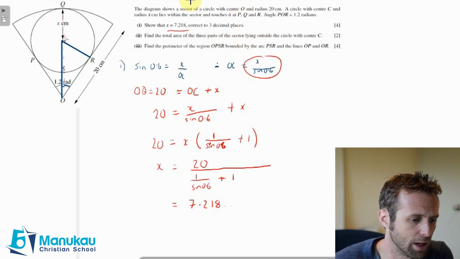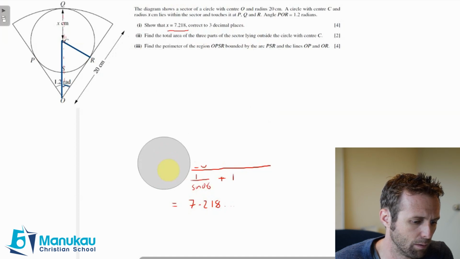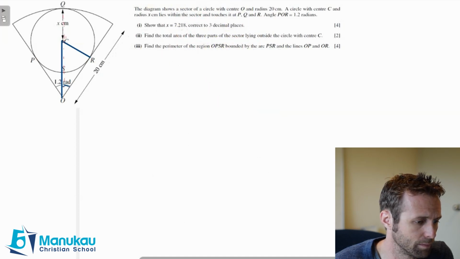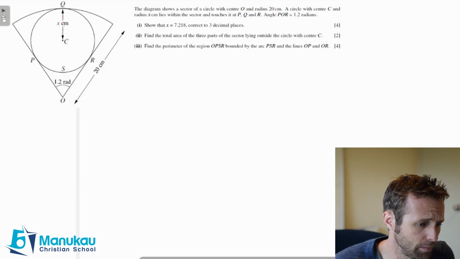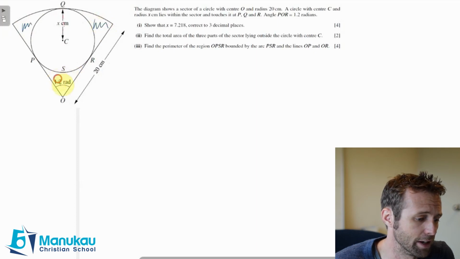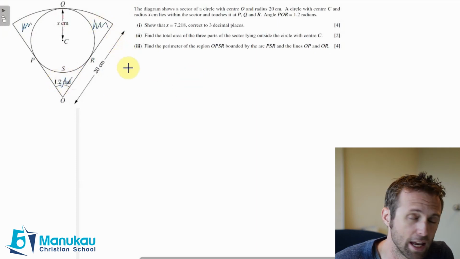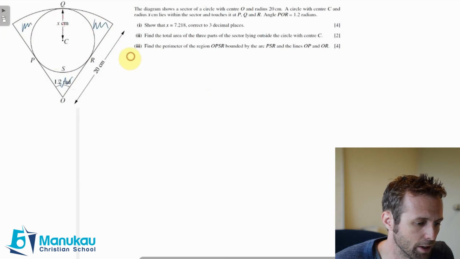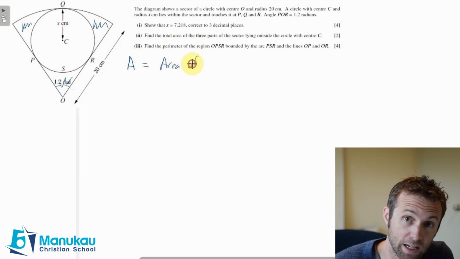So having saved my answer into my calculator, I can now move on to the next part of the question. So what are we going to do here? Part 2. Okay. Find the total area of the 3 parts of the sector lying outside the circle. So in other words, what are they asking from us here? Well, they want us to find this area here, plus this area here, plus this area here. Okay, so hopefully you can see that the area that we want, shaded area, will be equal to the area of the big sector.